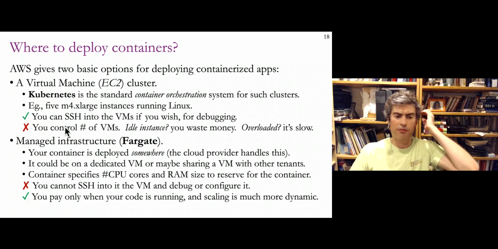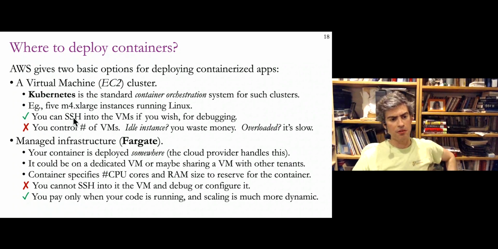But you need to provision the virtual machines first before you can use them. That means you need to choose the size and number of virtual machines, which might mean that you have too many or too few. If you have too many, you're wasting money. And if you have too few, then your system won't be running as fast as it can. So it requires more management.